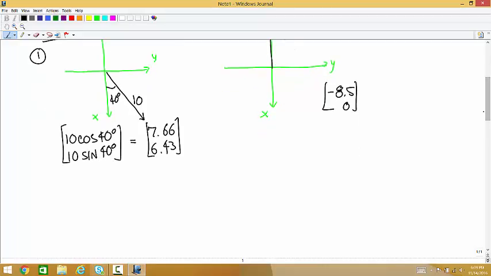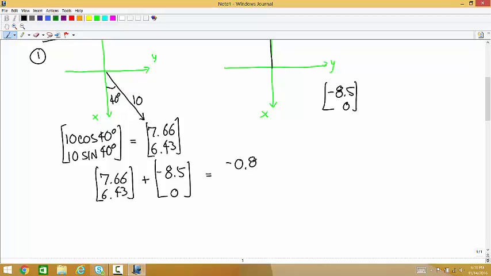And so if you add those two together, 7.66, 6.43 plus negative 8.50 is negative 0.84, 6.43.